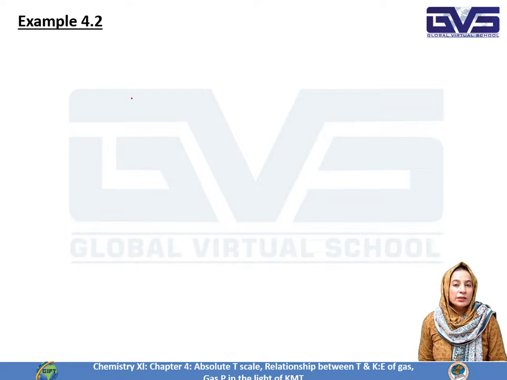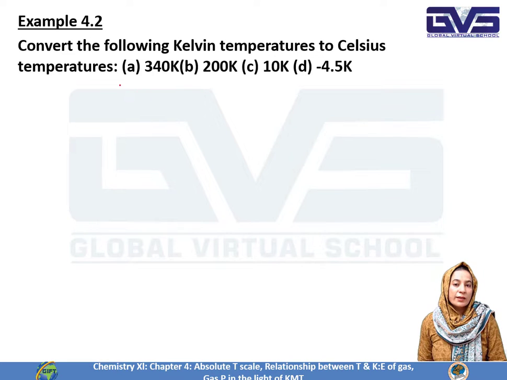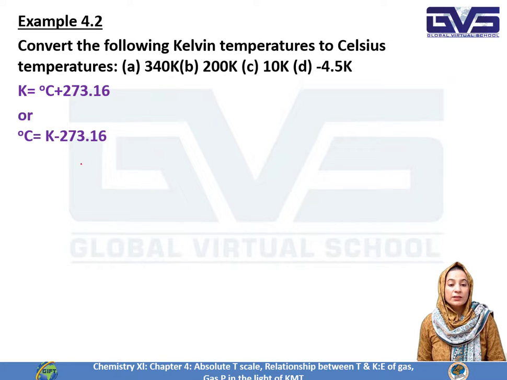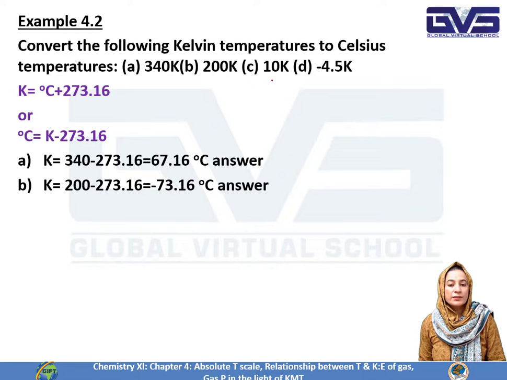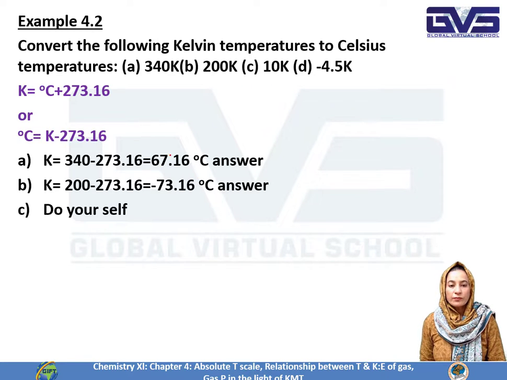Now similarly, there is an example to convert the Kelvin scale into the Celsius temperature. So this is like you have to subtract 273.16 from the Kelvin temperature. That is very easy, you can find the answer. So solve the other examples, C and D, by yourself.